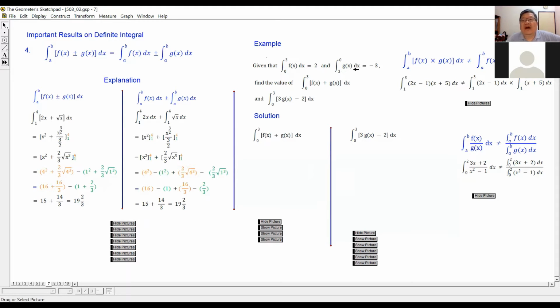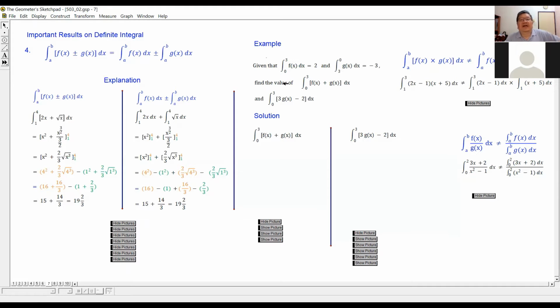Then you are given the value of another integral. The integral from 3 to 0 of g(x) dx, the answer is -3. Again, this is a definite integral, and although we don't know the function, we know the final answer should be a number, and that number is given to us. It is -3. So two definite integrals, the answer is given to us. Do you understand the question?